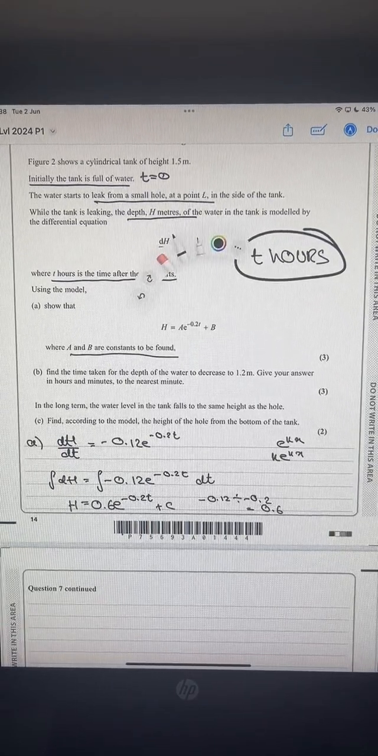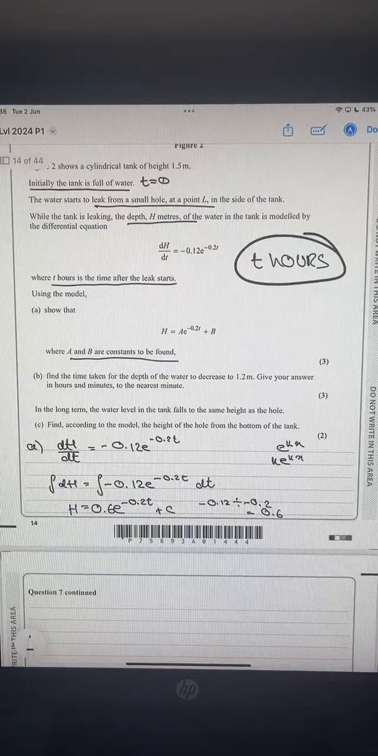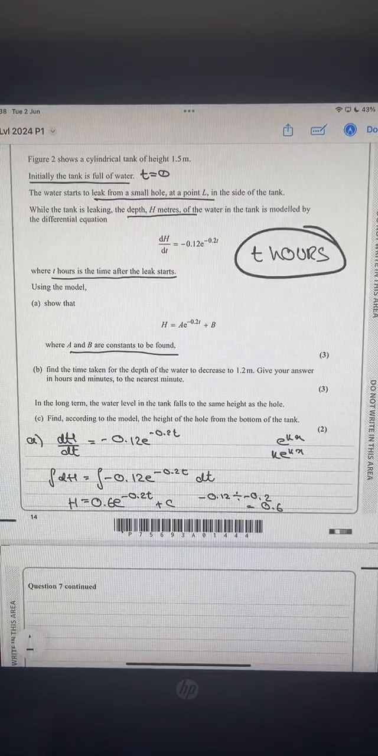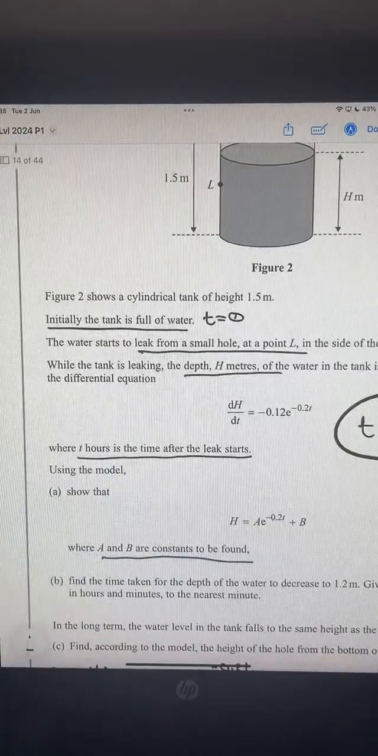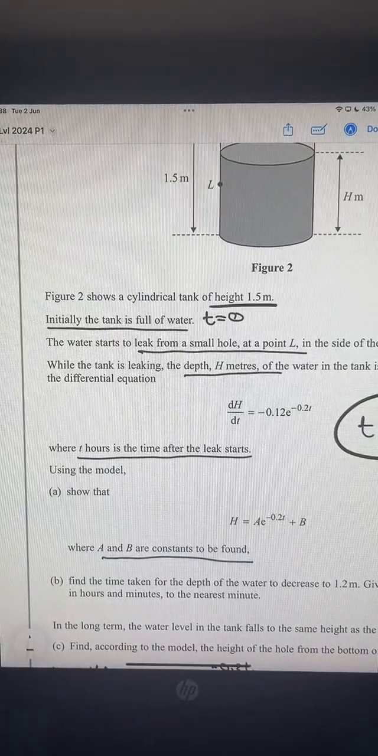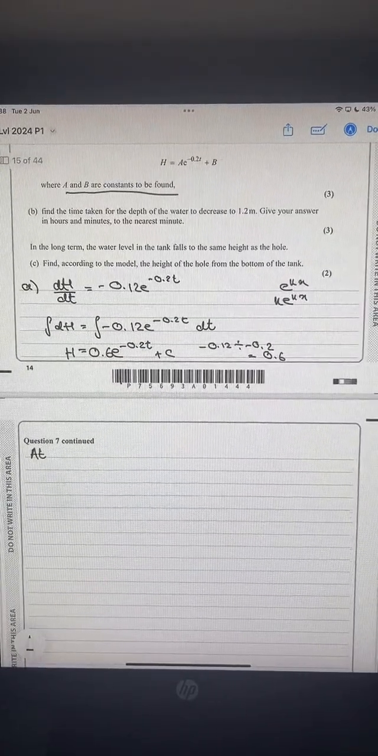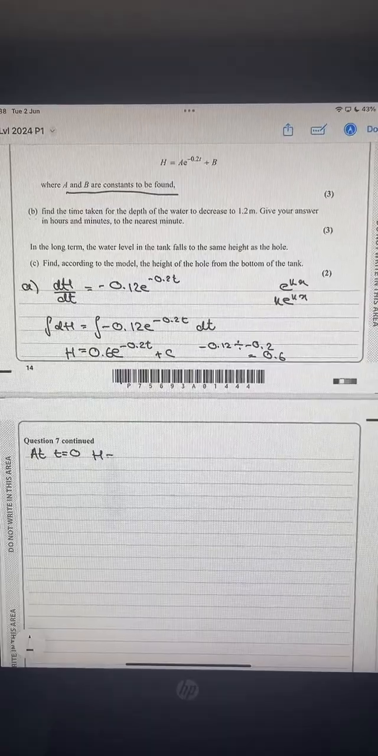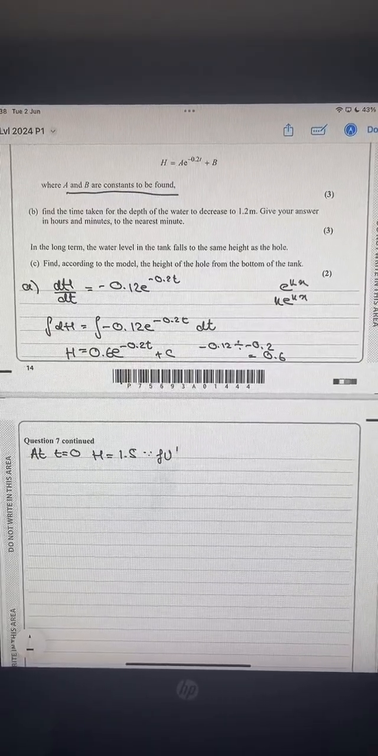Nope, because I don't have b. I'm missing what b is. So I need to find the constant using my boundary conditions. And I've so conveniently written my boundary condition here, t equals 0. My tank is full, so the height is 1.5. So I like to write that out: at t equals 0, h equals 1.5 because it's full.